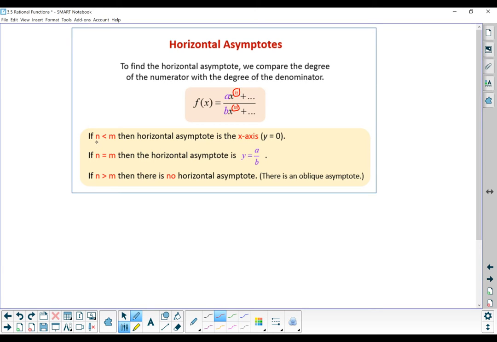If the power in the numerator is less than the denominator, then it's going to have an asymptote at y equals 0. If they're the same, then we have to look at the ratio of those two leading coefficients, a over b. And if it is a higher power on top, there is no horizontal asymptote. It's a slant or oblique asymptote, and we won't have to graph any of those types this year.